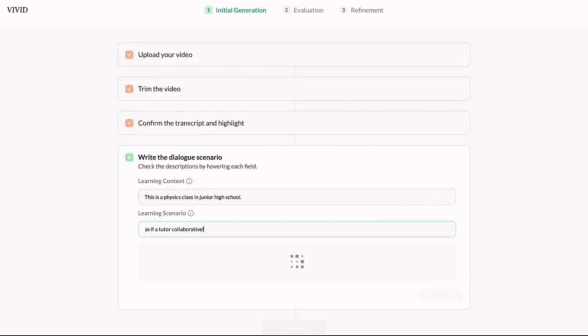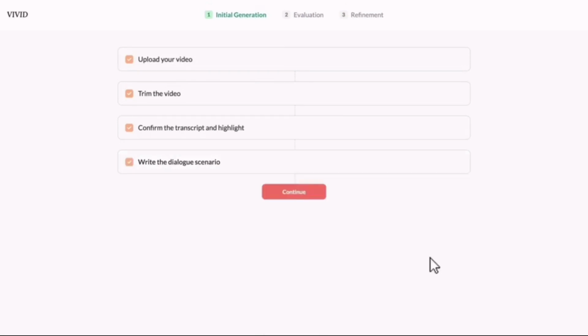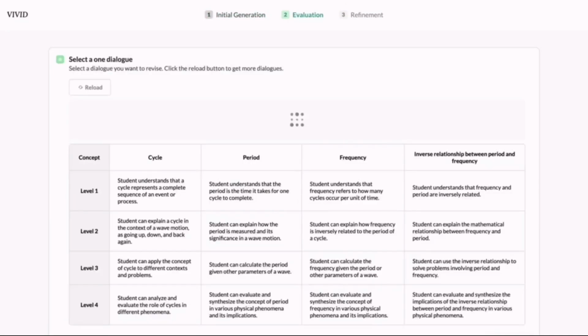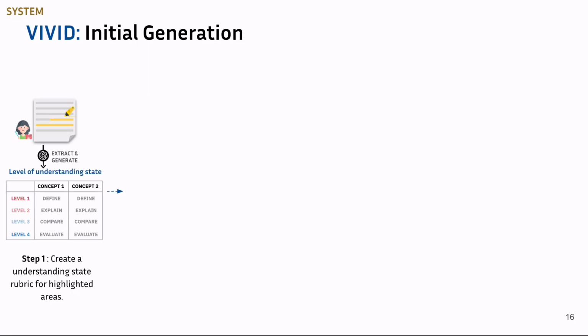After inputting a specific learning context and scenario, they can see several dialogues. During this stage, the LLM-generated dialogue advances through 4 phases to ensure that these dialogues are built upon a finely constructed knowledge set of the direct learner.